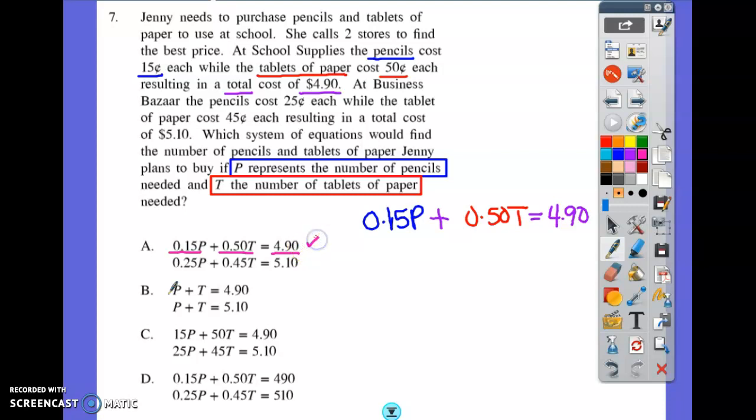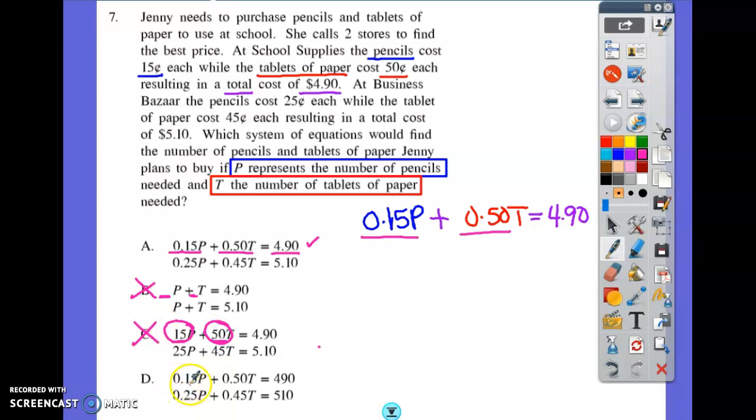Yes. This one doesn't even have a number in the front, so that's going to be out. And then this one, how did they mess this one up? Don't make the same mistake. 15 cents is written 0.15 and 50 cents is 0.50. You cannot say 15 because then we're talking about $15 and $50. So no, this is not correct.